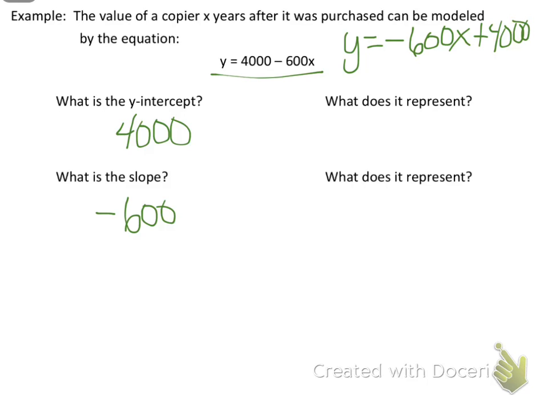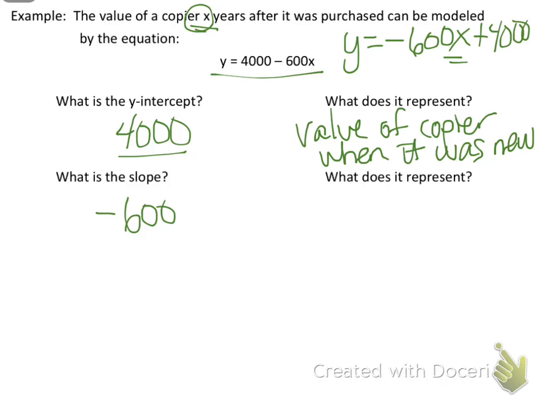Well, if I look at the number of years, if I have the copier for 0 years, the y-intercept represents the value of the copier when it was new. It's 0 years old, so obviously that's what the value is. What is the slope? So what would happen to something that you own? Well, obviously it's going down in value. So the negative 600 represents the amount that it goes down or depreciates per year.